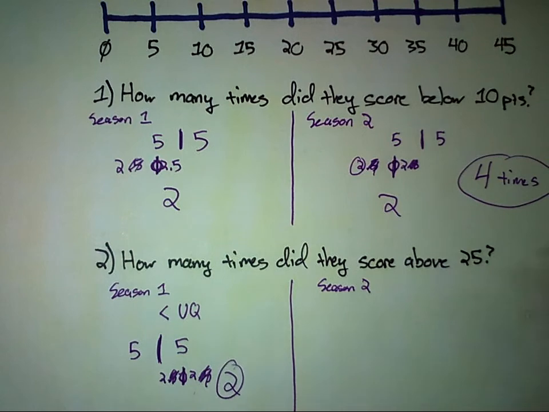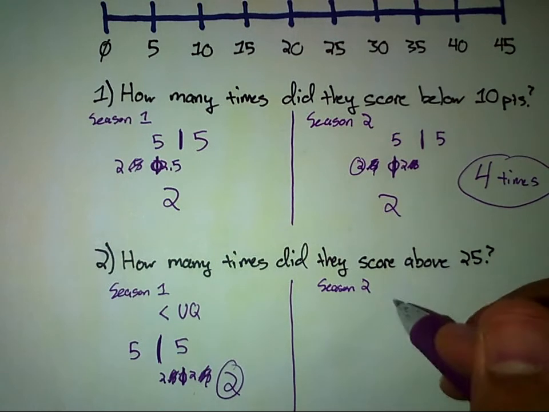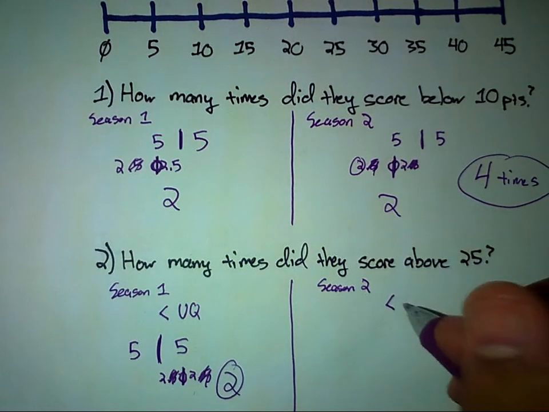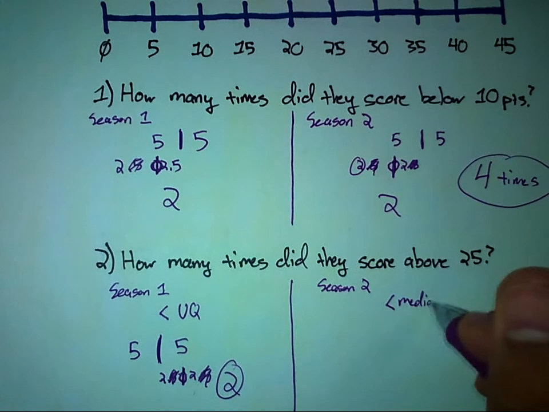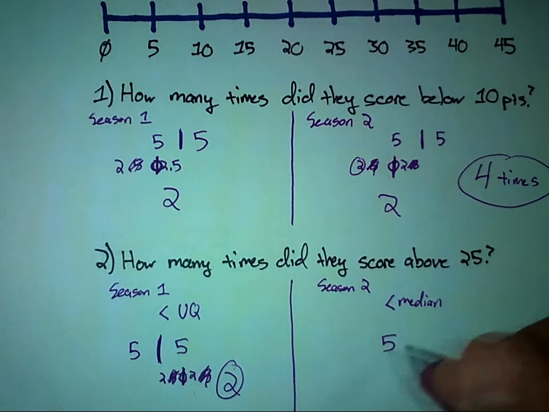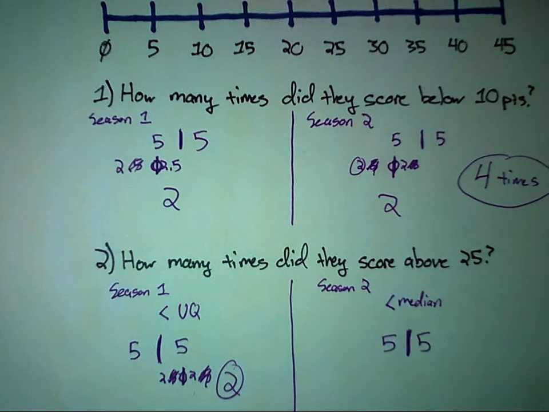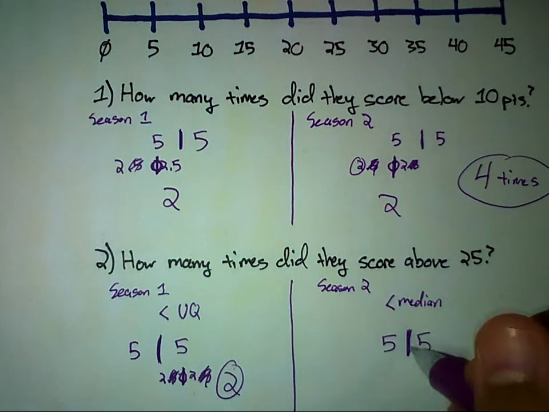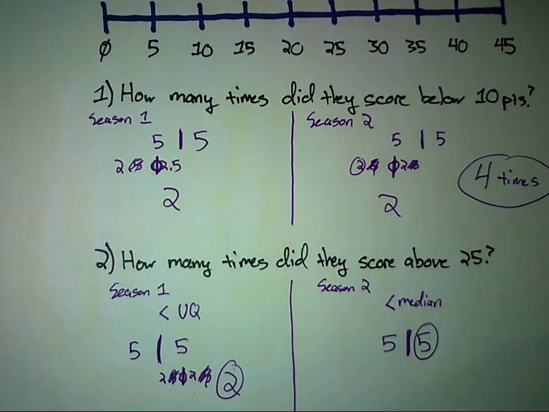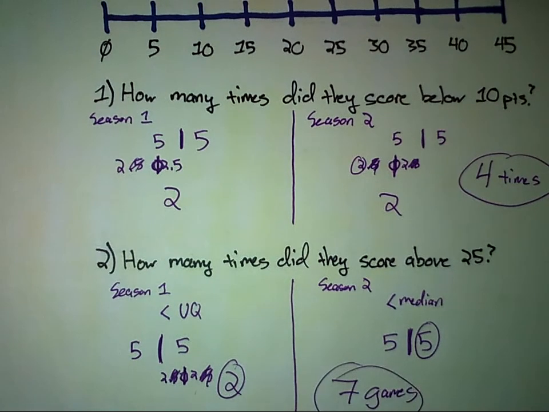Now we've got to go ahead and do season 2. Season 2, we're looking for greater than the median. They played 10 games, so 5 and 5, and we can actually stop there because the median is the first line I just drew, so here it is, 5. 2 plus 5 would be 7 games total. So our answer to the first problem will be 7 games.